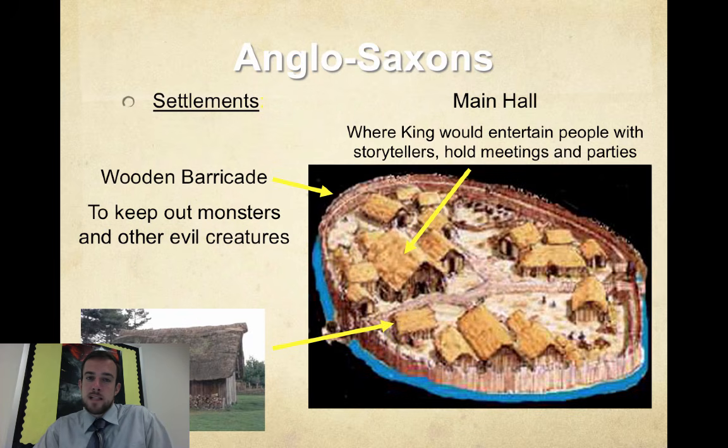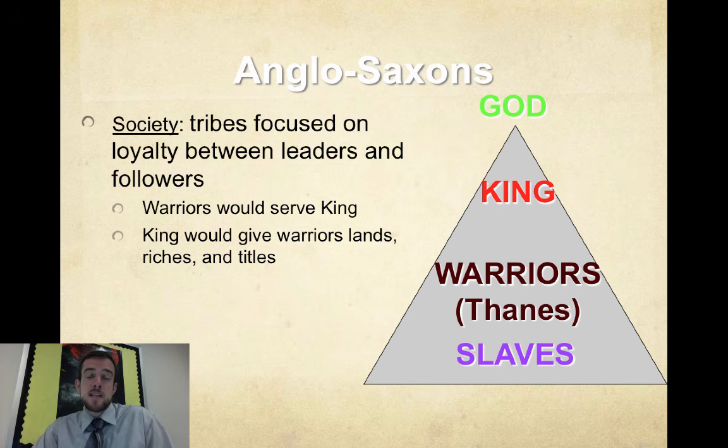So what was Anglo-Saxon life like? Well, they lived in pretty tight-knit communities. Here's an example of an Anglo-Saxon settlement. You would have your main hall where everybody would meet for daily meals and storytelling, parties, of course. You'd have your little villages, your houses, and then around them they would have a fence. It almost looks like a Boy Scout community, but it was a very tight-knit group and it was all protected. This was to keep out not only outside invaders, but monsters and evil creatures, which they did believe in back then.